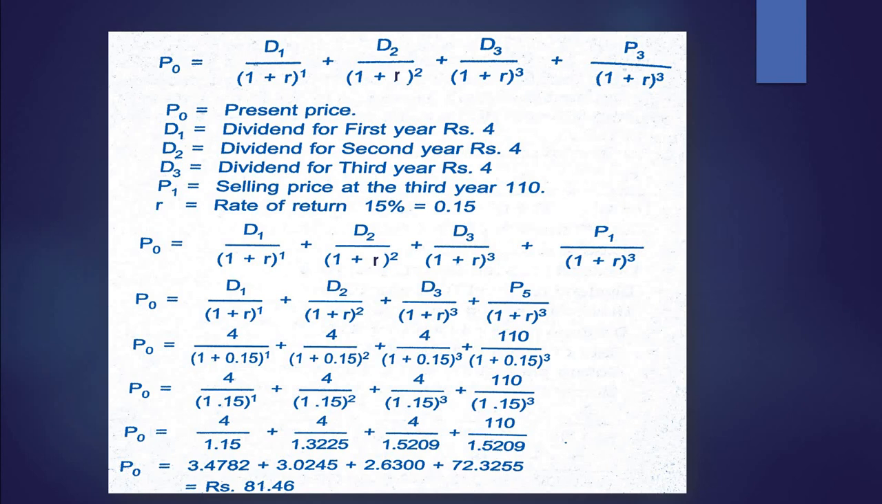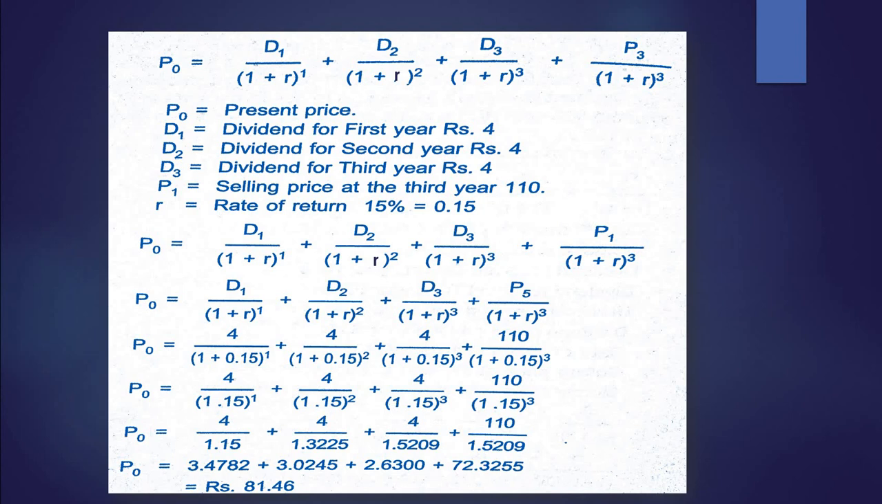P0 is equal to the present price, correct? D1 is the dividend for the first year. What is the dividend for the first year? They clearly say that for the next 3 years they're going to pay a dividend of rupees 4, correct? So the first year dividend is rupees 4. D2, the second year dividend, is also 4. D3, the third year dividend, is also the same 4. Next, what we want is the price at the end. The selling price at the end of the year is our P. So P is how much? 110. Correct. Next, R is how much? Required rate of return 15%, so that is equal to 0.15.